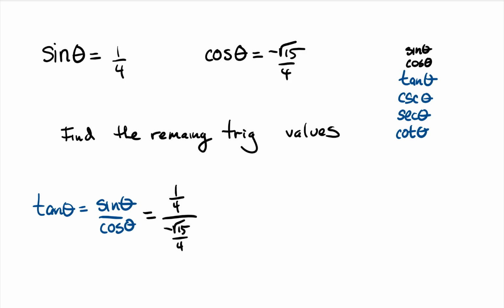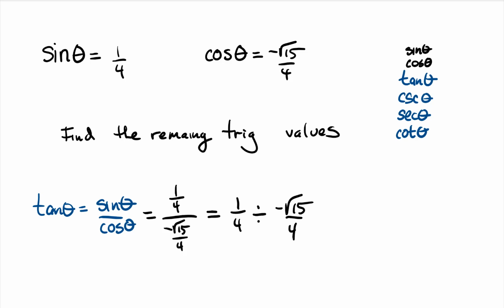Now, this is the way I'm going to hope you do it. This is the way that it's going to work out every time. Sine and cosine have the same denominator. It's just going to cancel out, and you're going to get negative 1 over root 15. They always have the same denominator, so they always cancel out. But why? So I'm going to go old school. Division. You remember this? 1/4 divided by negative root 15 over 4. Just going old school for a second.